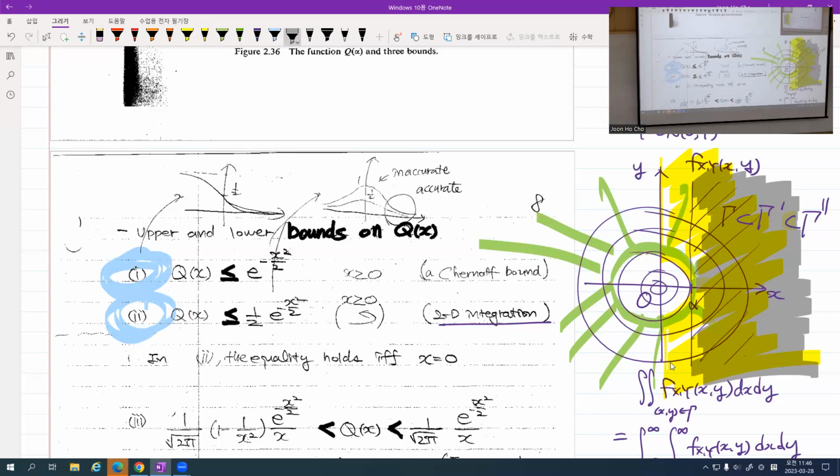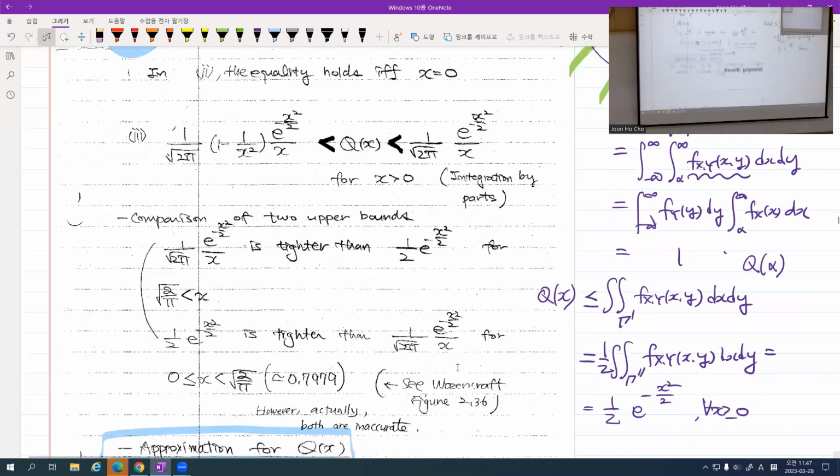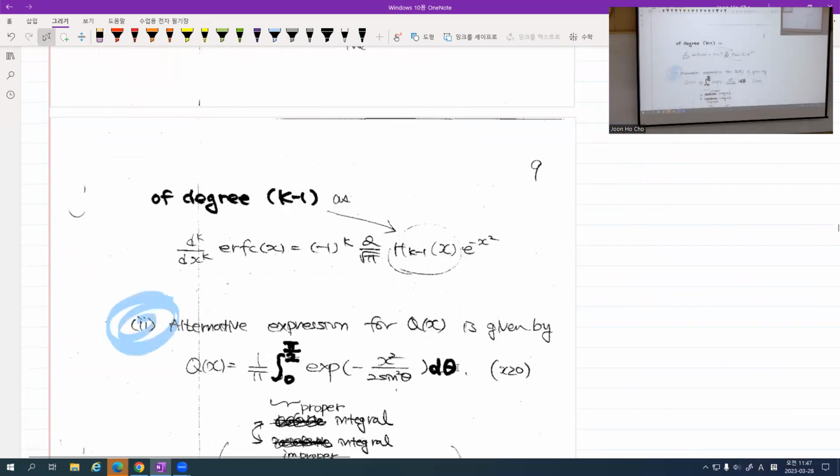And also, if you want to work it out, you can work it out. I'll give you 5 seconds. Okay, 4, 3, 2, 1. Okay, I will give you the idea.